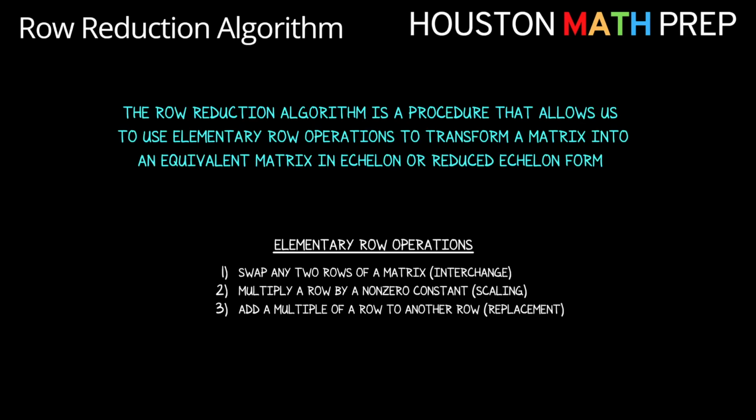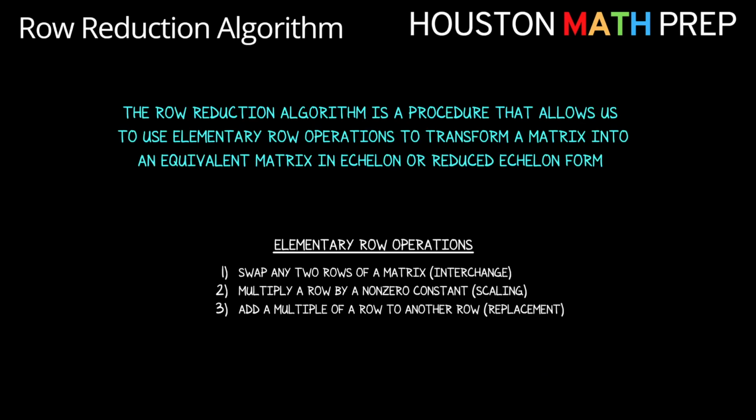Hey everyone, Houston Math Prep here, continuing in our linear algebra series from our video on elementary row operations, now moving on to the row reduction algorithm. This algorithm is a procedure that allows us to use any of our 3 elementary operations from our last video to systematically transform a matrix into an equivalent matrix in one of the echelon forms.